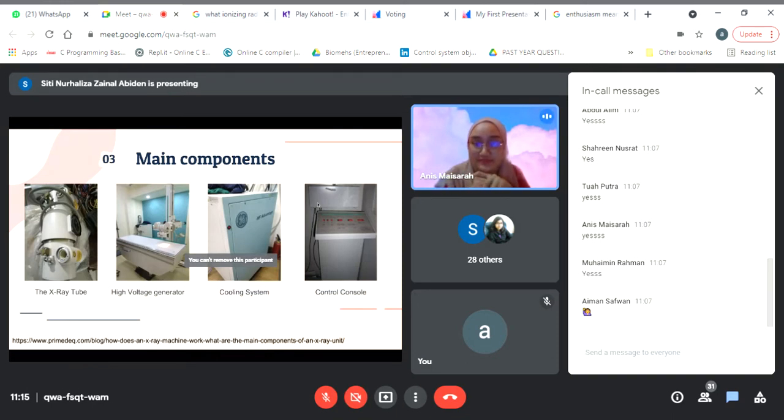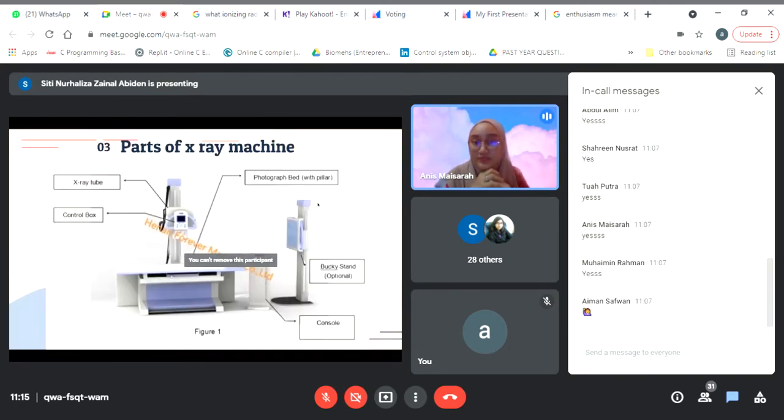So next, I will show you a simple setup of the X-ray. I have mentioned before the four main components you can see here, with the addition of a photograph bed and the Bucky stand, depending on which position is appropriate for the patient to undergo their diagnosis.